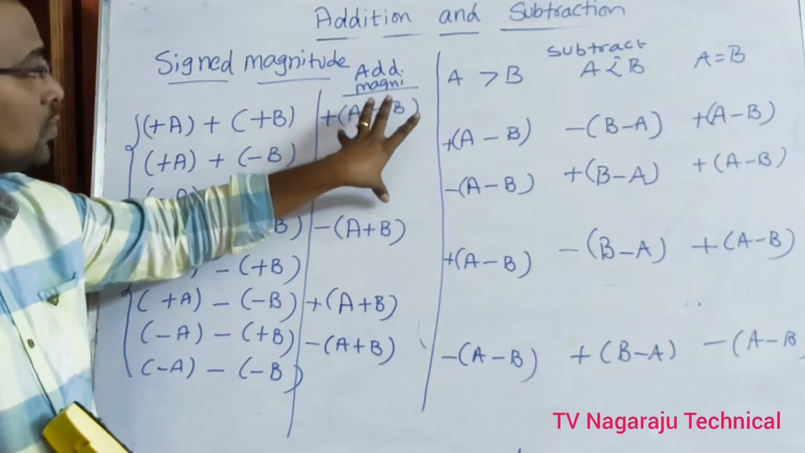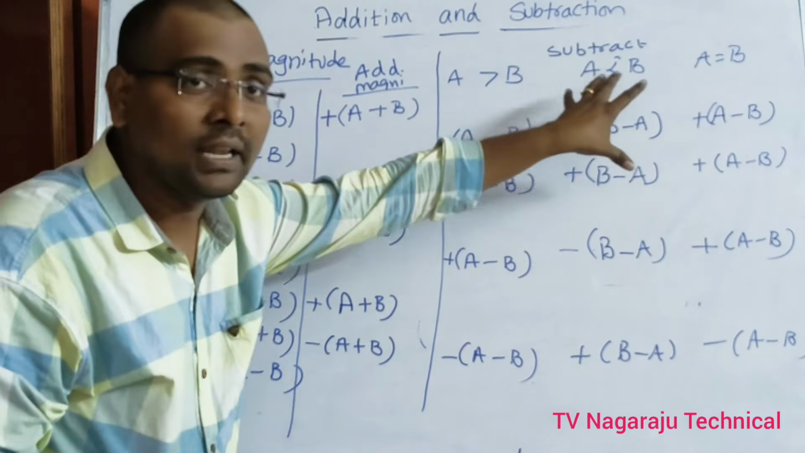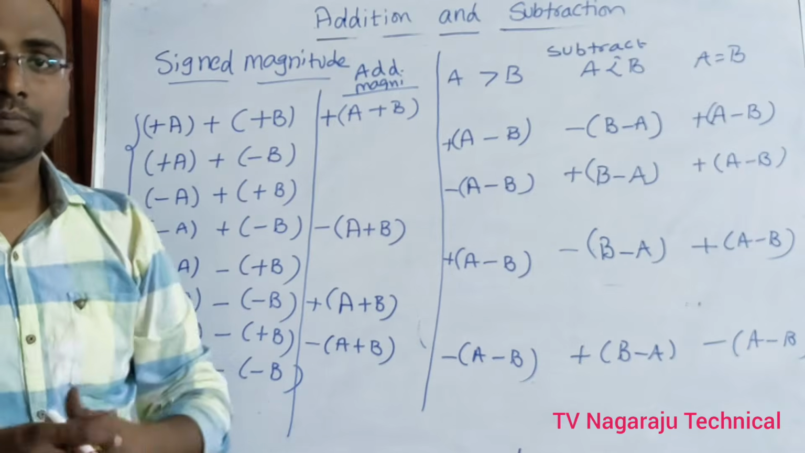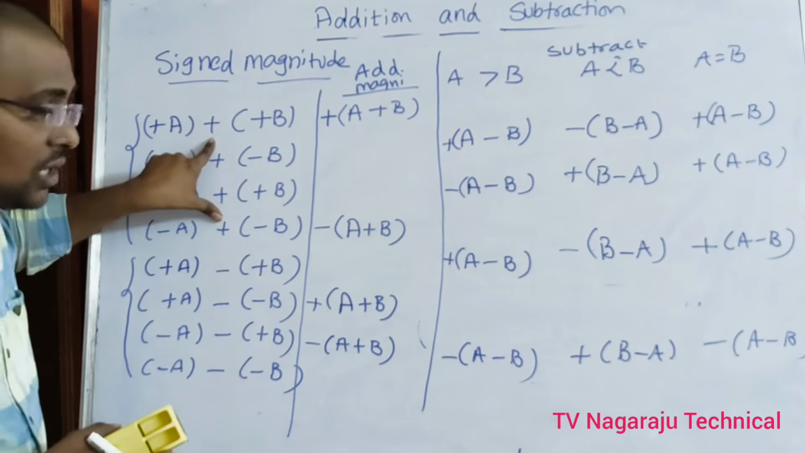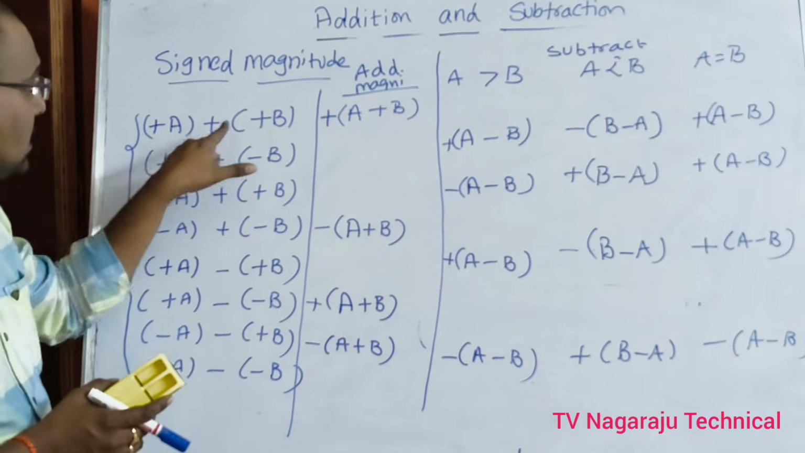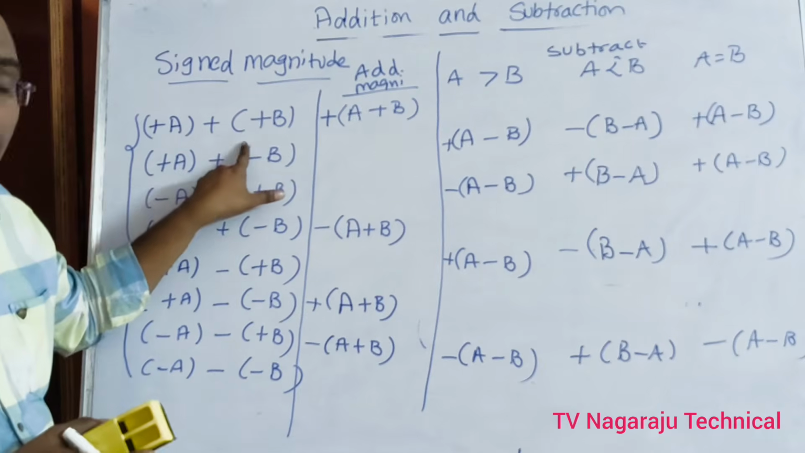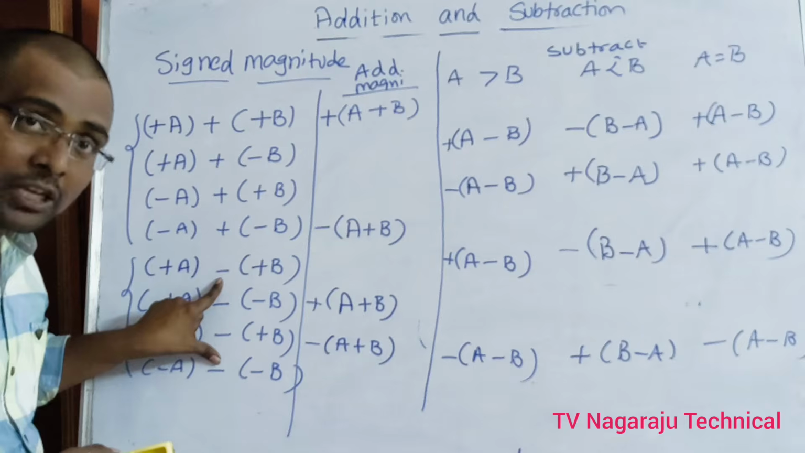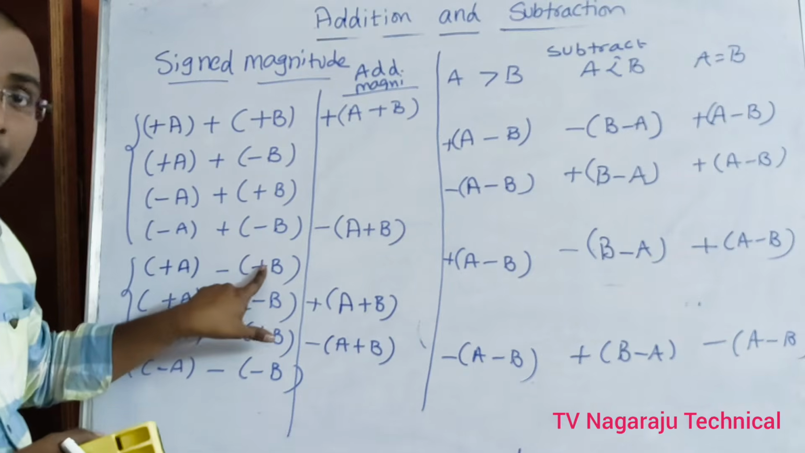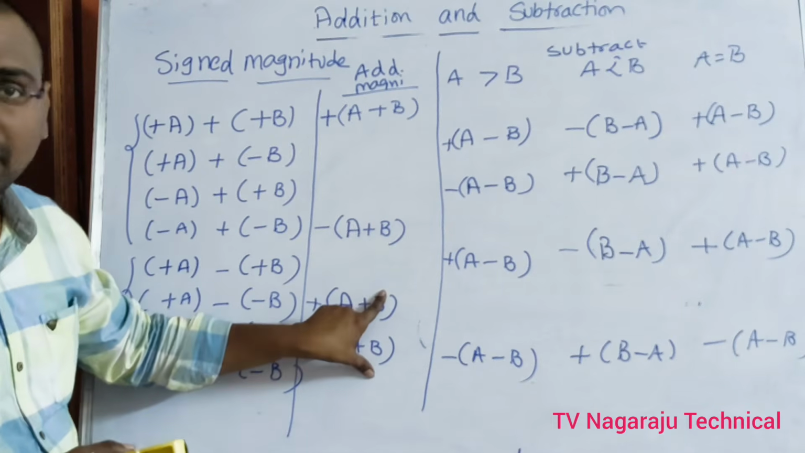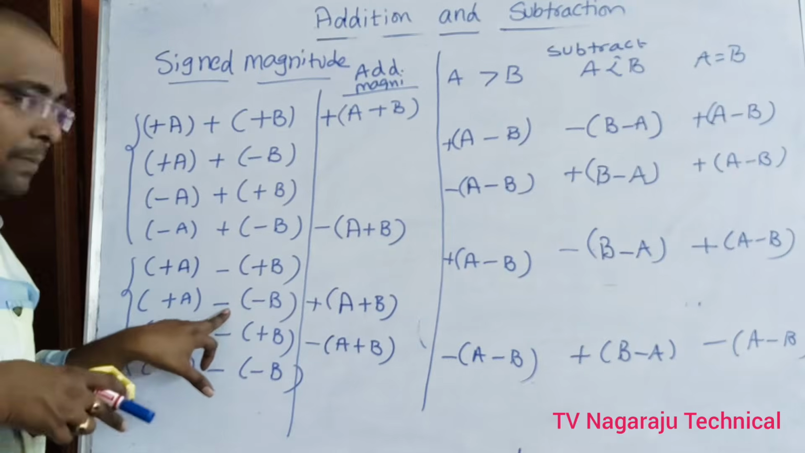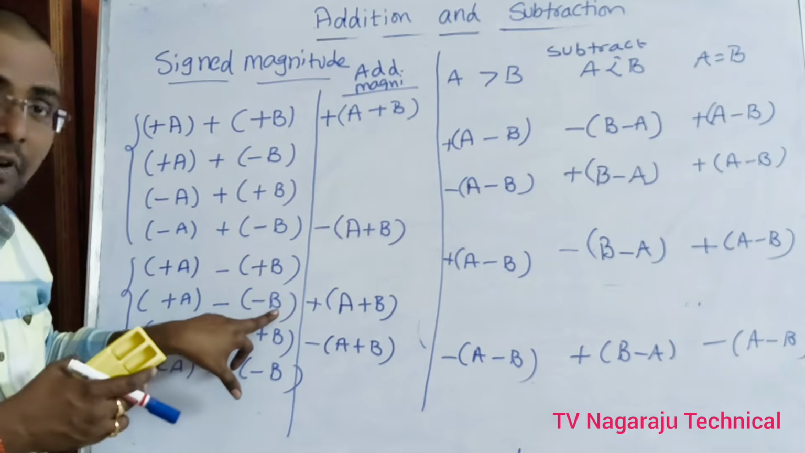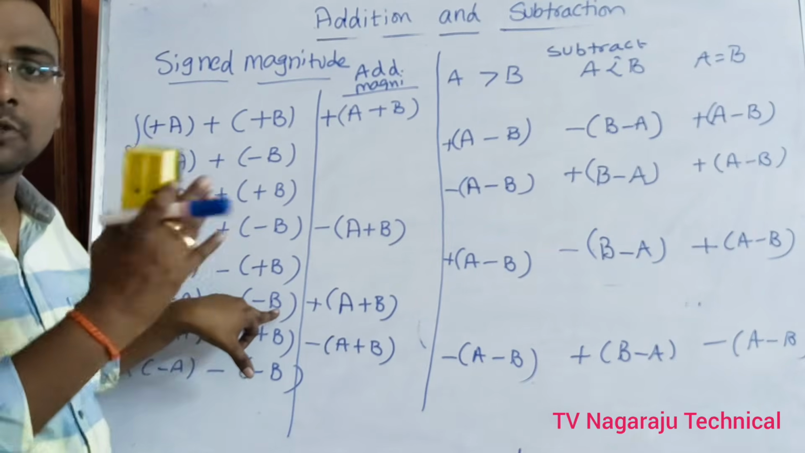In what cases do we add the magnitude? In what cases do we subtract the magnitude? If the operation is addition and the signs of the two numbers are the same, then add the magnitude. If the operation is subtraction and the signs of the two numbers are different, then add the magnitude. While it is already subtraction, if the signs are different, the other one also becomes positive.